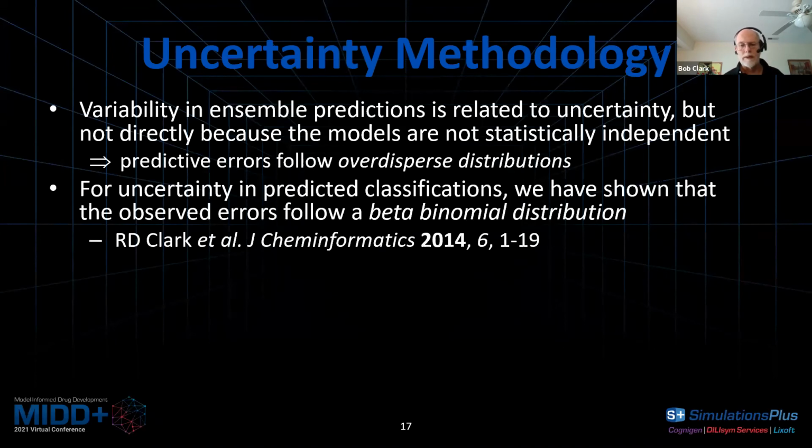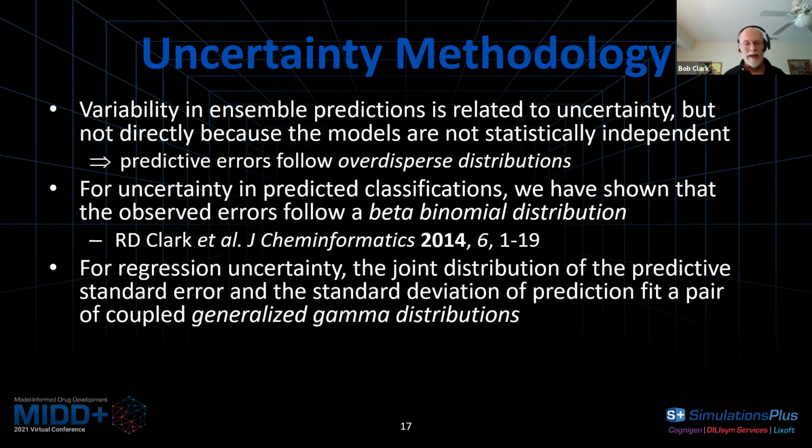For uncertainties in predicted classifications, we've shown that the observed errors follow a beta binomial distribution, and we published that several years ago in Chem Informatics. For regression uncertainty, the joint distribution of the predictive standard error and the standard deviation of the prediction fit is a pair of coupled generalized gamma distributions.